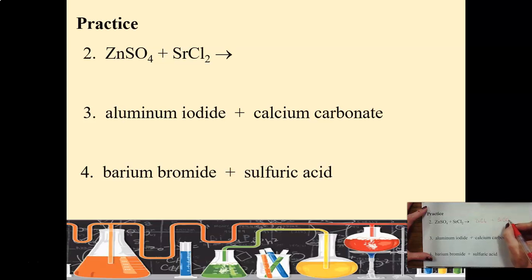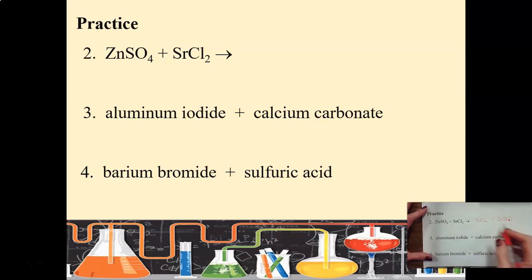Oh, so far, sorry, 4. I thought it was sulfite. Okay, strontium's +2, sulfate's -2. So now that we've done this, we need to make sure that it's balanced, and it actually is. 1 zinc, 1 zinc, 1 sulfate, 1 sulfate, 1 strontium, 1 strontium, 2 chlorines, 2 chlorines.